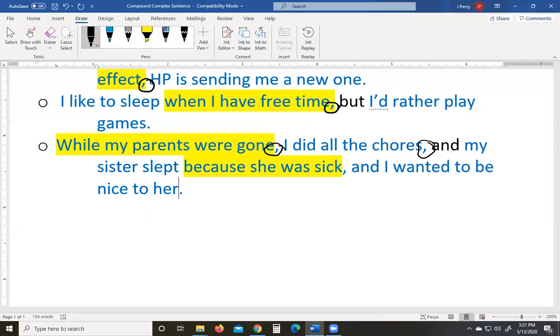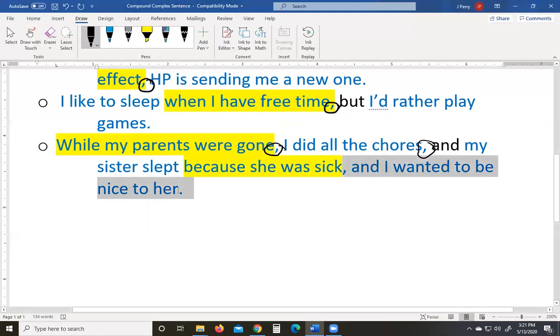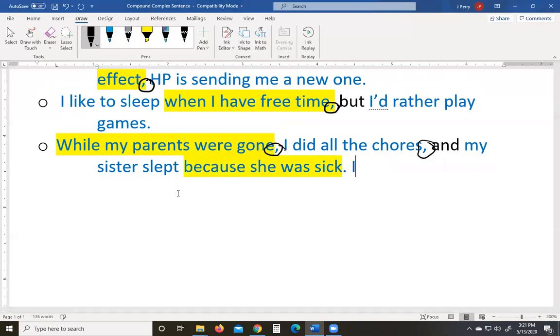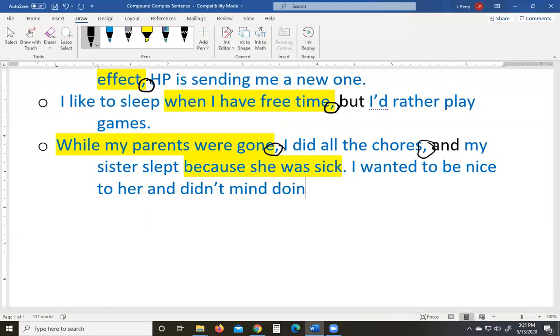So there's that. Okay, it would be better if I just ended it here. My sister was sick. I wanted to be nice to her and didn't mind doing all the work. Something like that. Maybe I'd compose it as a separate sentence just because it feels better to keep it on the short side.